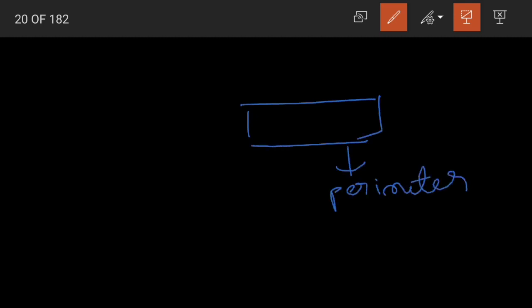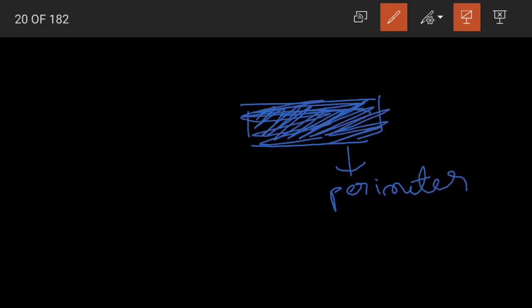Understood, children? The border will be called as our perimeter. The border length will be called as the perimeter, and the inside part between the borders, whatever space we are having, that will be called as our area of the given object. This inside part will be called as the area of the given object.